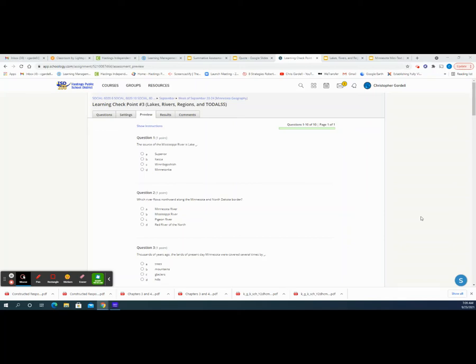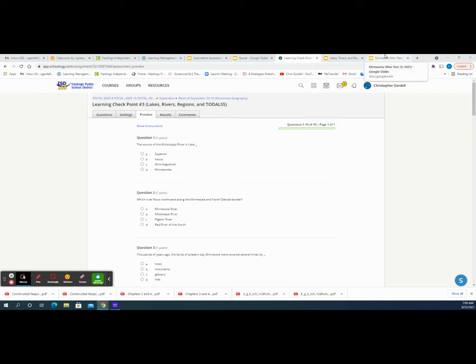Let's get started immediately with learning checkpoint number 3. We are going to go through each of these questions one at a time, starting with number 1 right now. The source of the Mississippi River is Lake blank. Where would I find the answer to that question?